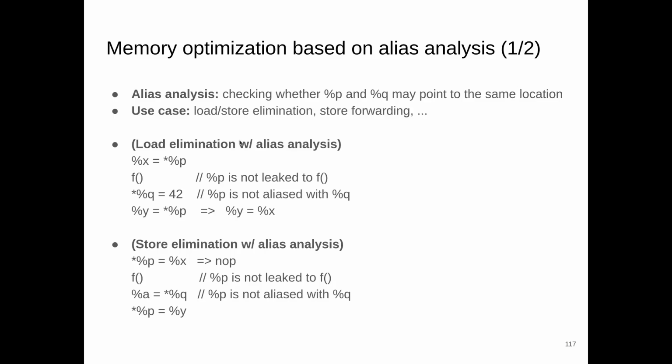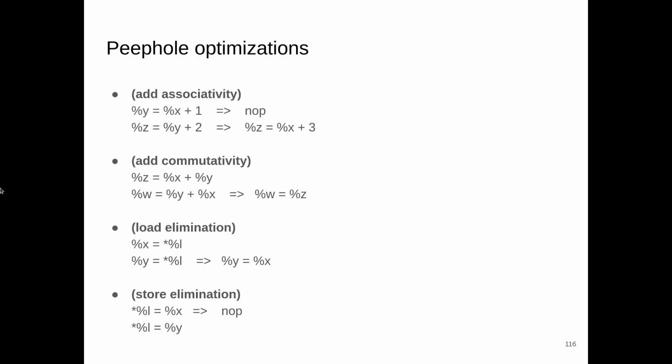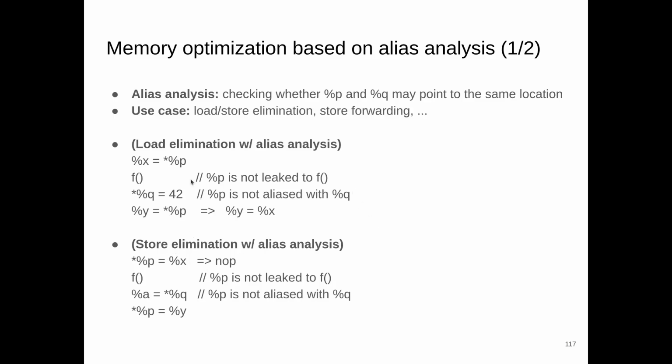Load elimination. We already talked about this. If you have two consecutive loads, then you can just replace the second load with a simple register copy. You can do that even though there are intervening instructions, if you are very well aware of the relation between the location and the intervening code. Suppose that P is not linked to the function f. P is a pointer that is local to this function, and this pointer value has never been linked to other functions.